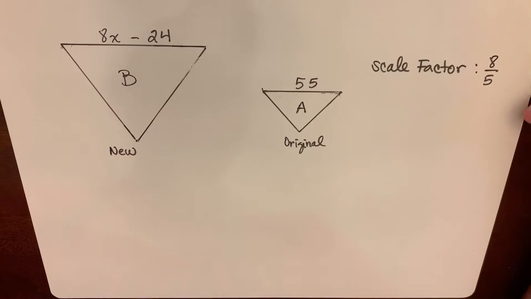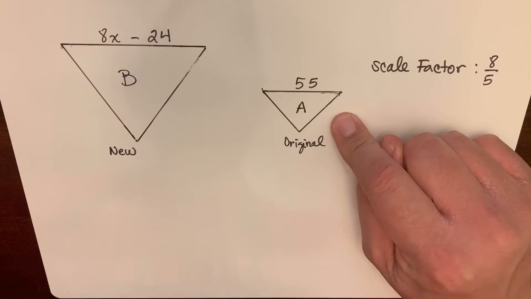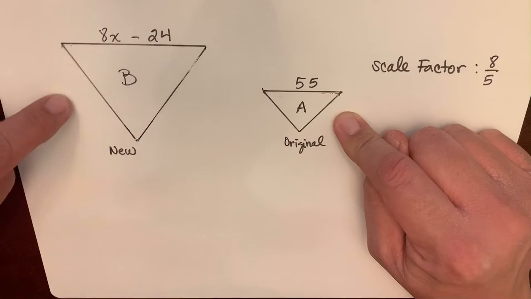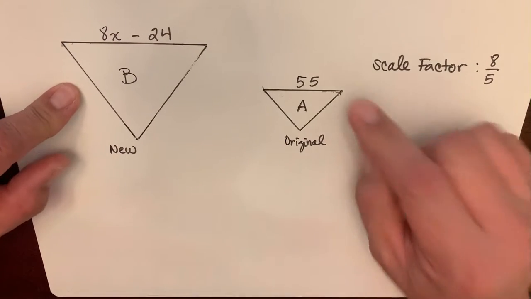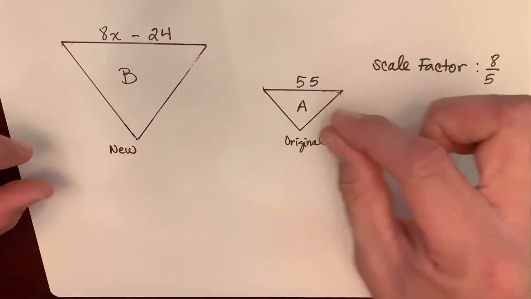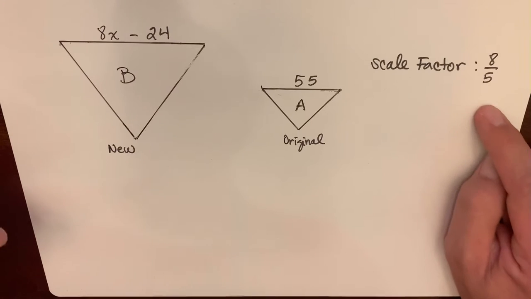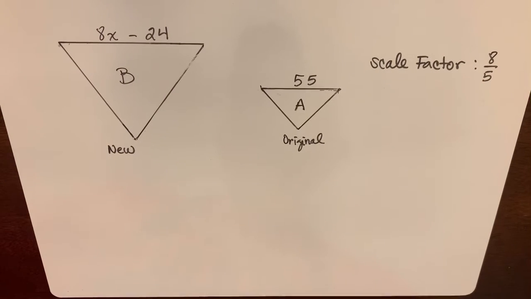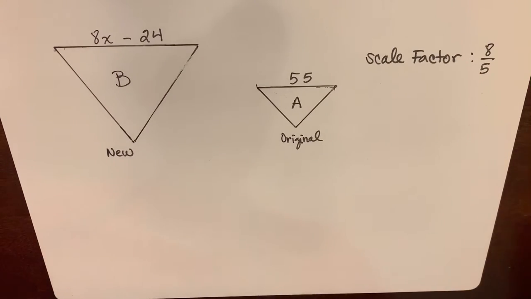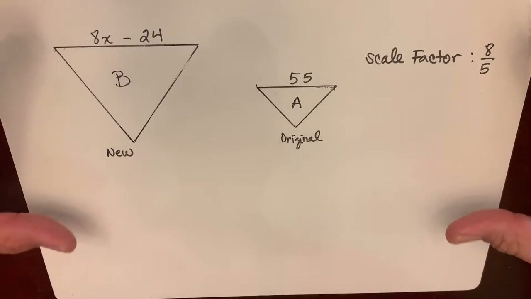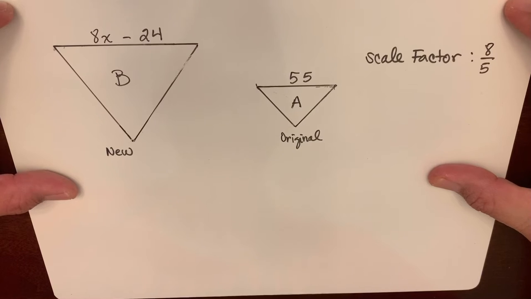The scale factor was not 5/8, it was 8/5, because A, being the smaller, was the original, and B was the new or the copy, which means our shape is actually getting bigger. And if our shape is getting bigger, our scale factor should be greater than 1, not less than 1. So that was on me. First mistake I made all year. Sorry about that.